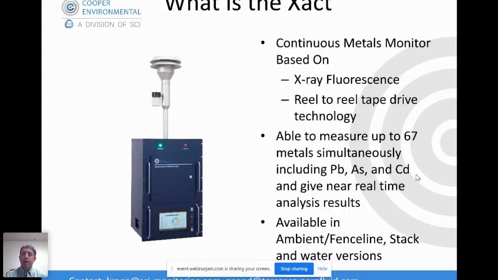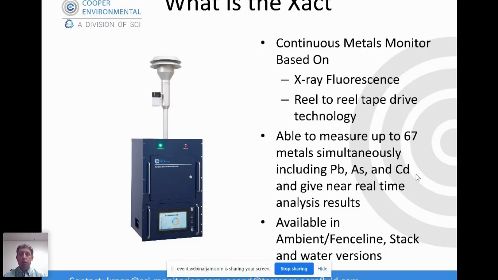So first of all, the Xact is a continuous metals monitor. It is based on X-ray fluorescence, or XRF, and reel-to-reel tape drive technology. It can measure up to 67 different elements or metals simultaneously, including lead, arsenic, and cadmium. And it can give near real-time analysis results.